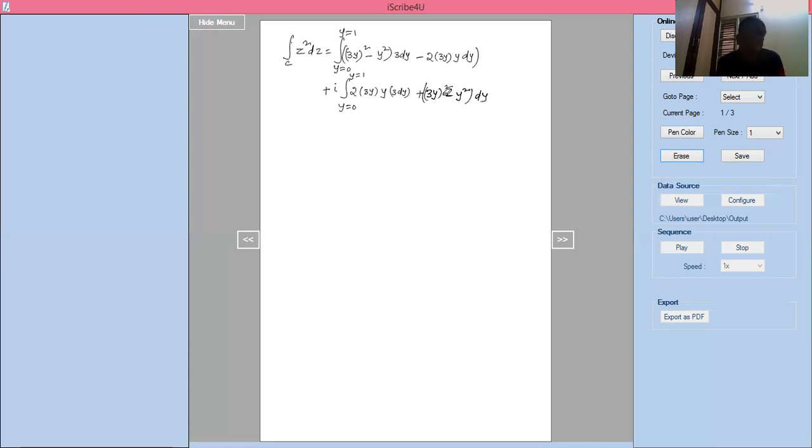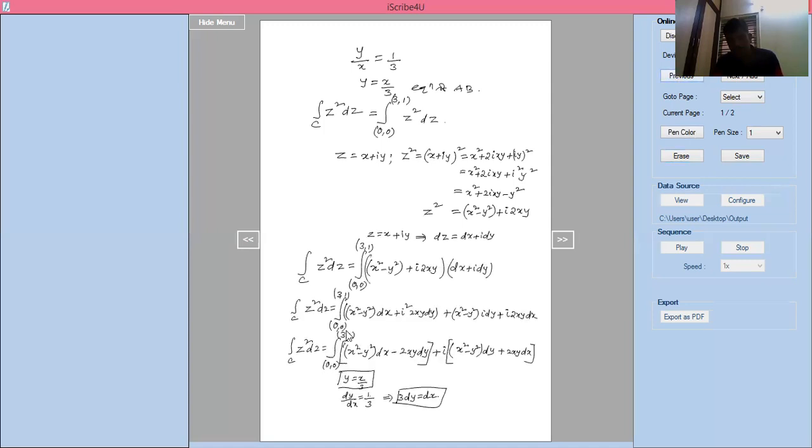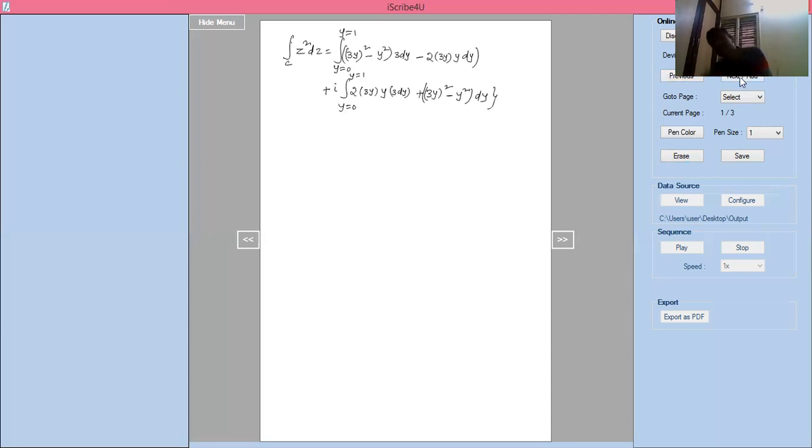If you simplify this, you may ask why I am writing the y limits only. It is because I am converting all the x terms into y. Here actually the limits were x equals 0 to 3, and here y equals 0 to 1, since I am converting all x into y.